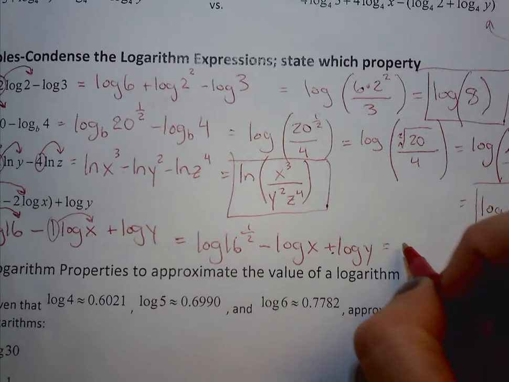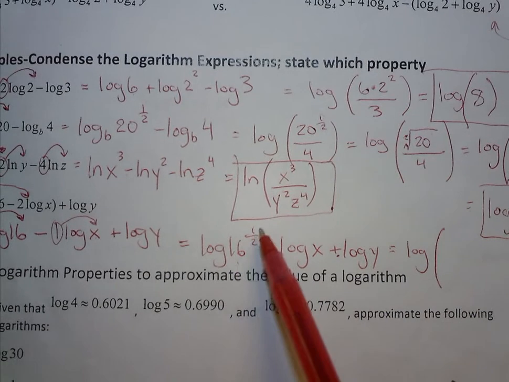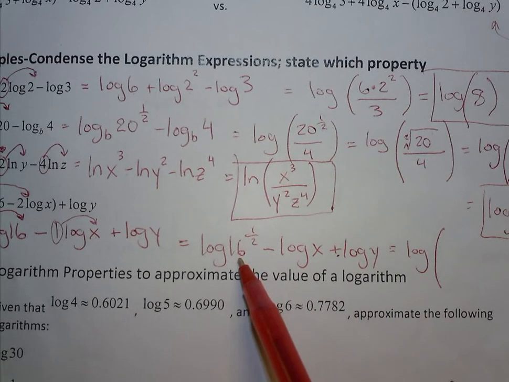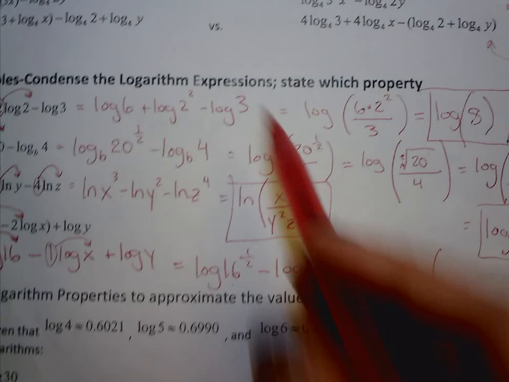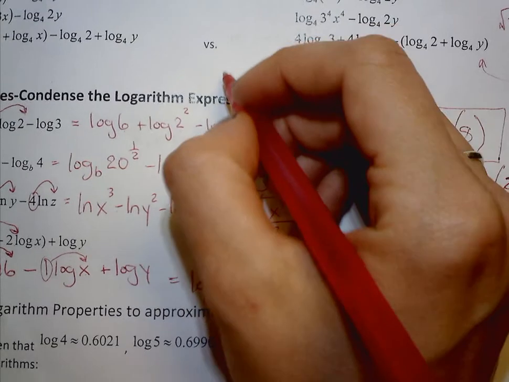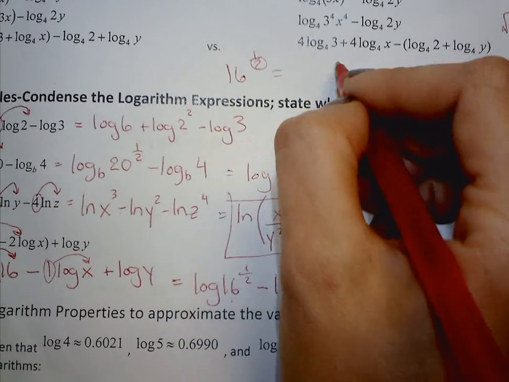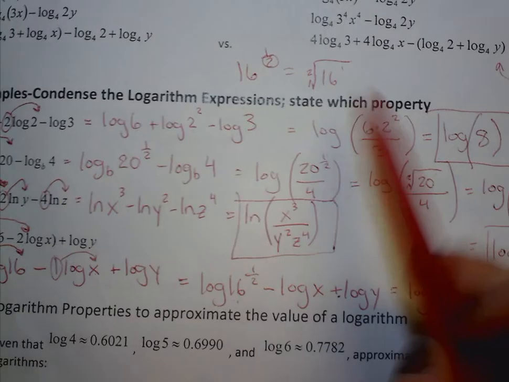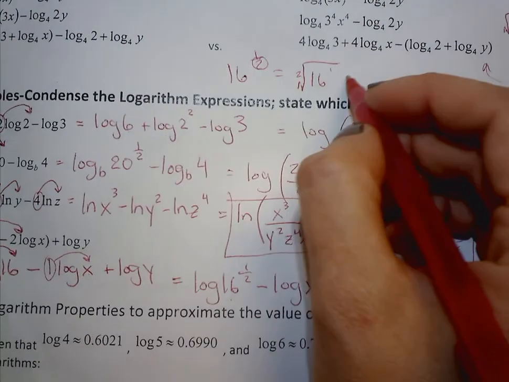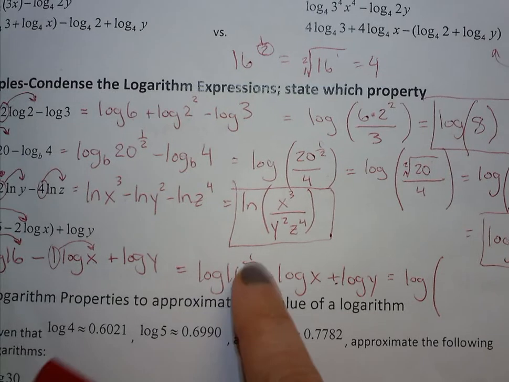So writing this in one log. First of all, 16 to the 1/2. This is the same thing as saying the square root of 16. So let me write this here. 16 to the 1/2 is the same thing as if I were to write this in a root. The 2 goes here and 16 is here. We know the square root of 16 is 4. You guys should get that down. Something to the 1/2 power is always square root.